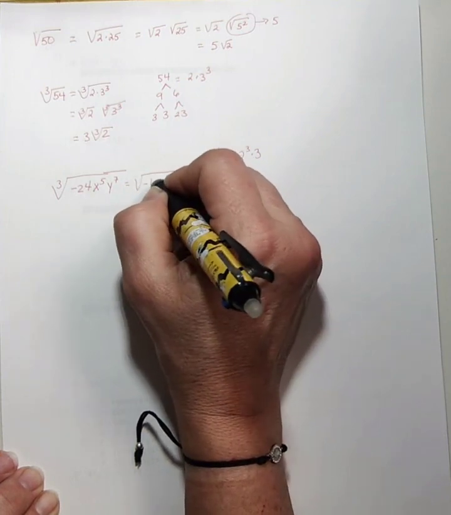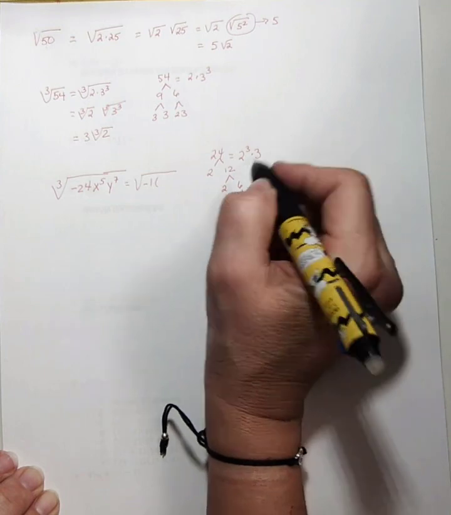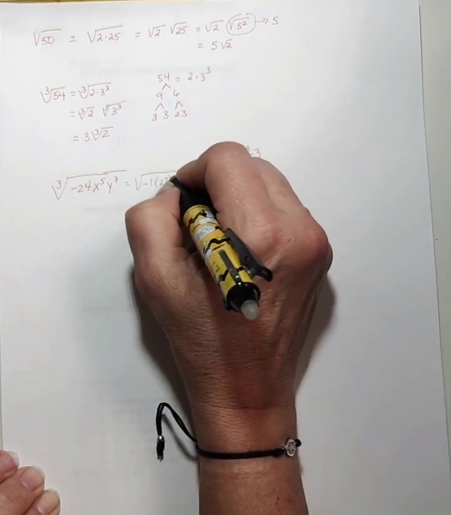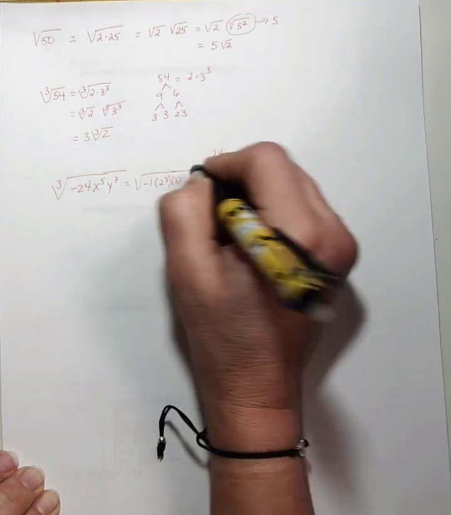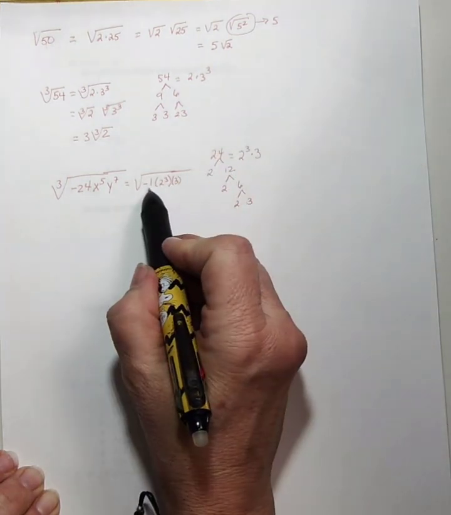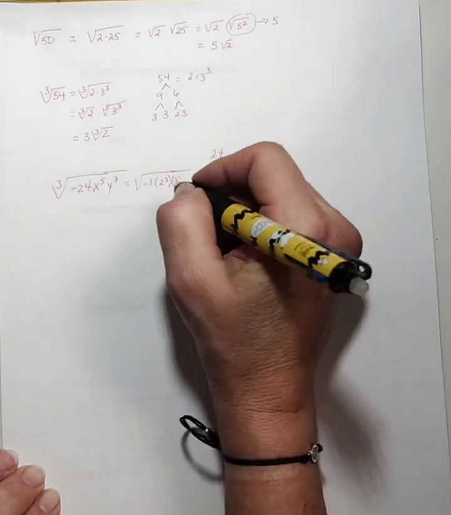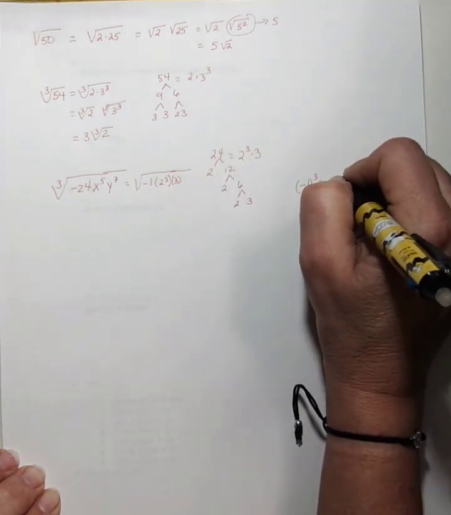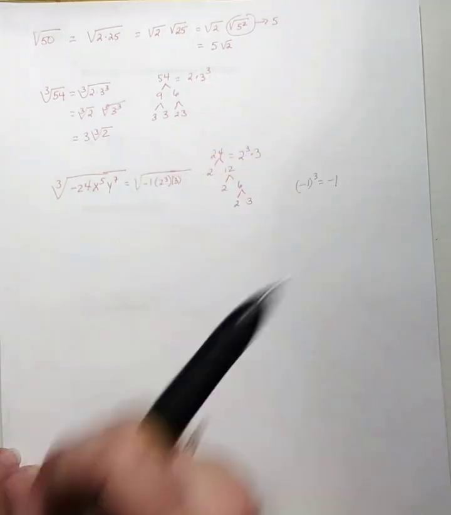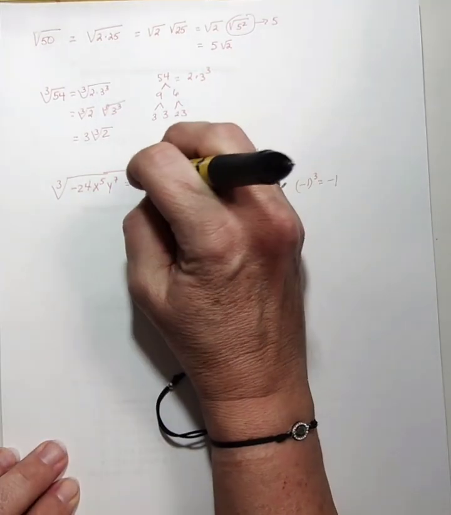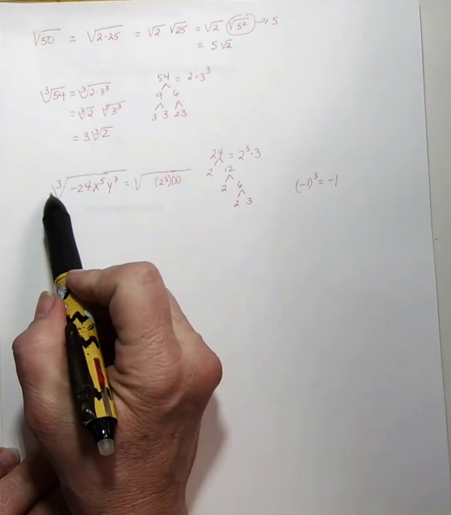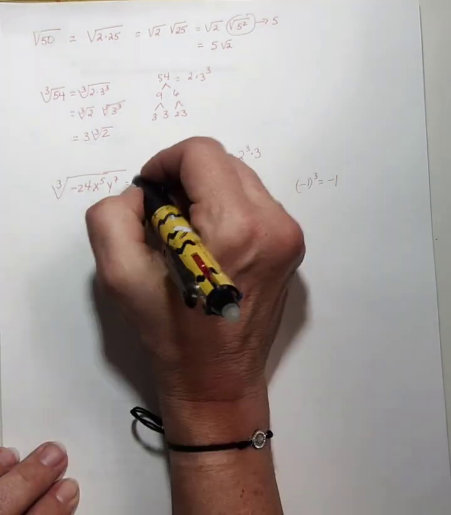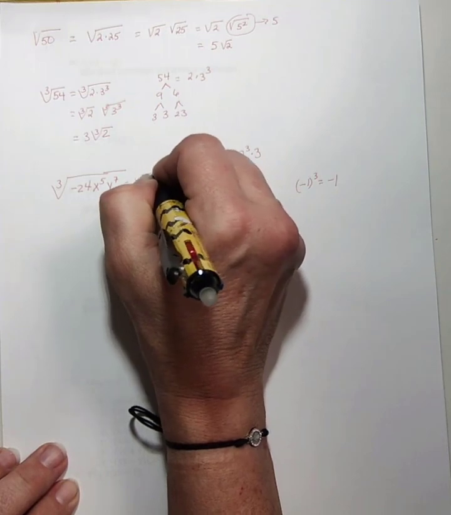negative 1 times 2 to the third times 3. Now negative 1, think of this: negative 1 to the third equals negative 1, so I could rewrite this as negative 1 to the third, so I can truly see that whenever I have a negative, if it's odd, no matter what, I can pull it out as a negative 1.